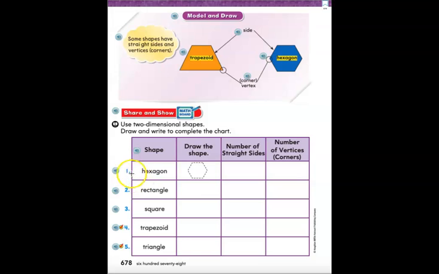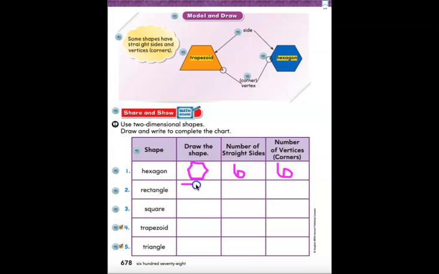So we're going to do a hexagon. They've already drawn it for us. You can try to trace it. I will do this with you, and then I will post the blank ones on Seesaw for you to access and complete on your own. Number of straight sides, how many? 1, 2, 3, 4, 5, 6. So you're going to write a 6 here. Same with the corners. 1, 2, 3, 4, 5, 6.